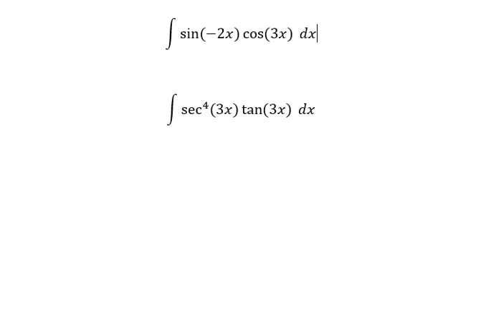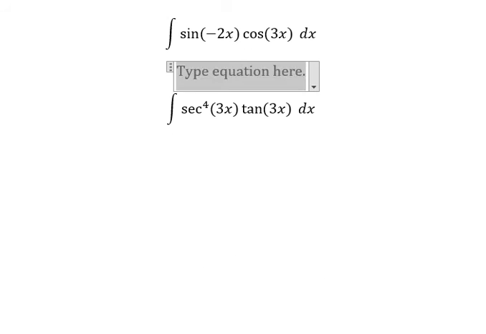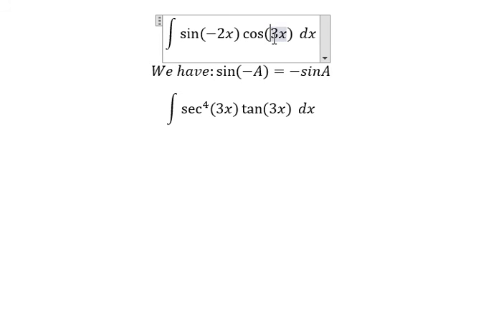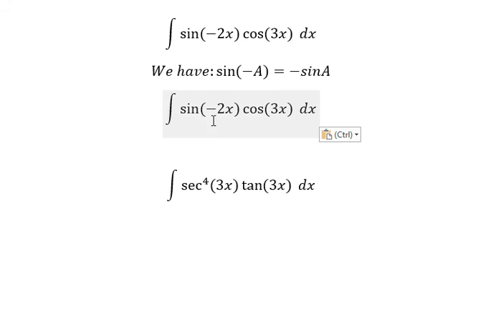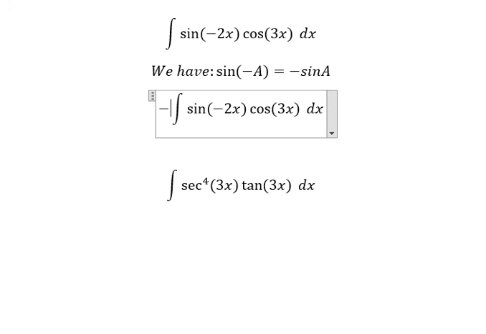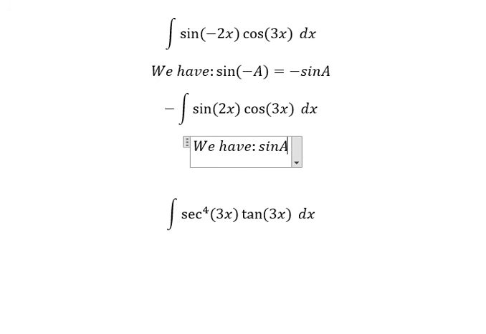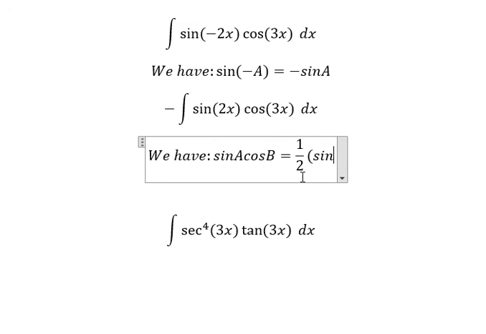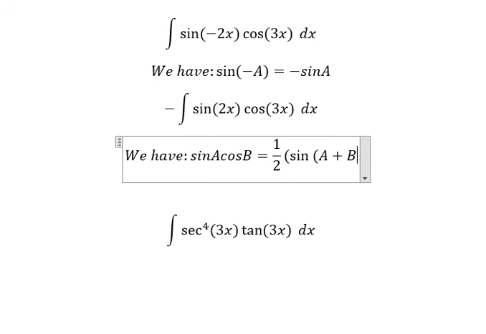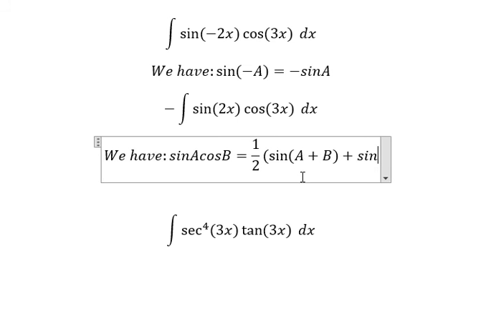Question number 2. We have the formula here: sine of negative a equals negative sine a. So I will put the negative sign outside. Next, we have another formula here: sine a cosine b equals 1 over 2 times sine of a plus b plus sine of a minus b.